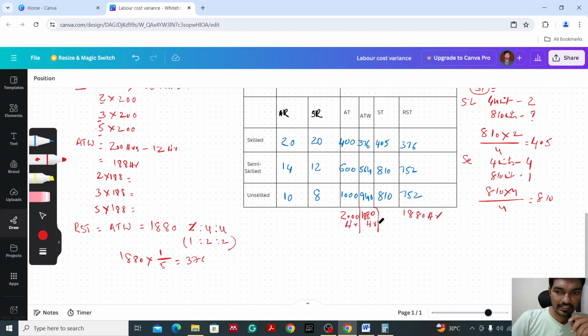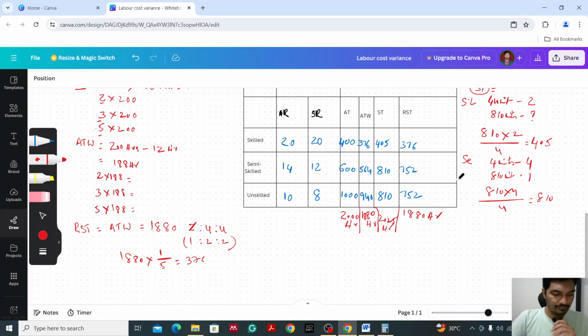and here the standard time is 2025 hours, right? So now we have got the data. Now we'll calculate the labor cost variance and the different components.